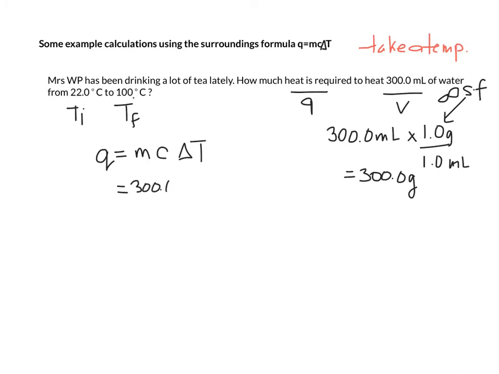300 grams times 4.19 joule per gram degrees Celsius times 100 degrees Celsius minus 22 degrees Celsius. Be careful here. Don't get sloppy. Don't drop your significant digits. Don't drop your zeros, because you'll end up typing into your calculator what you wrote down, and then you introduce rounding errors to your answer.